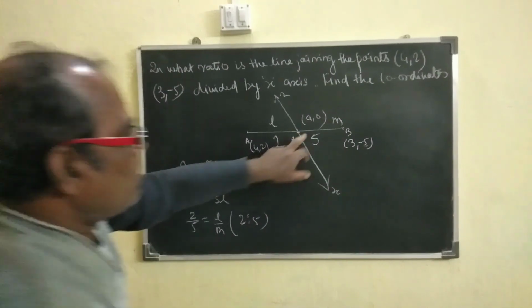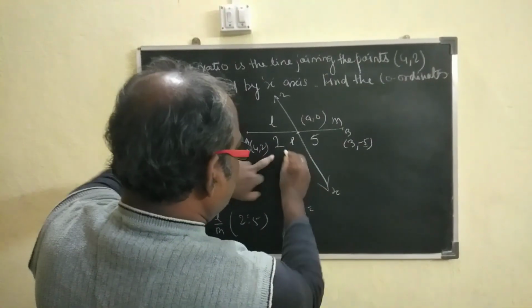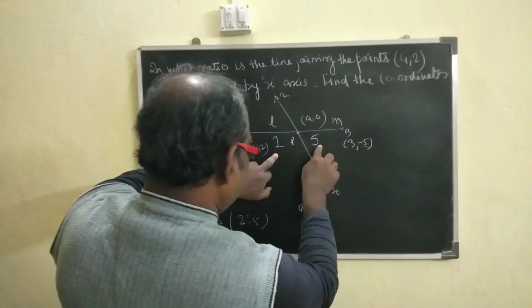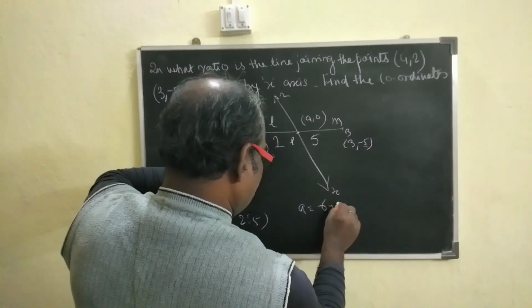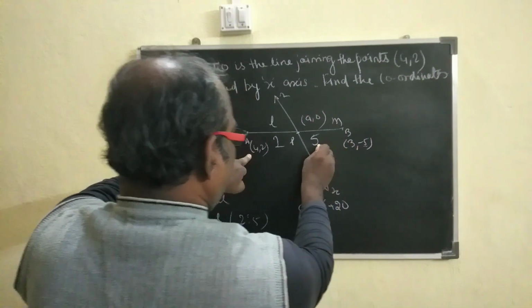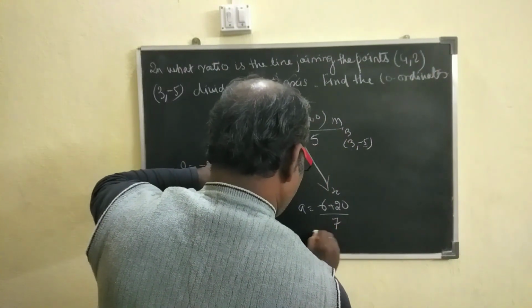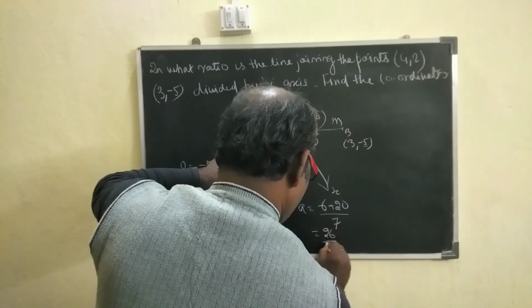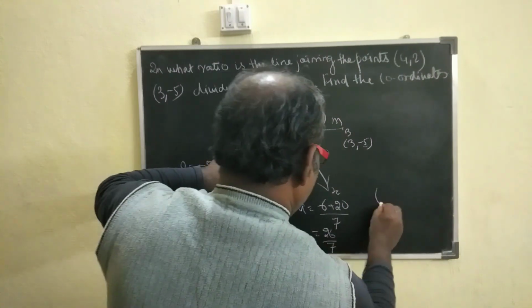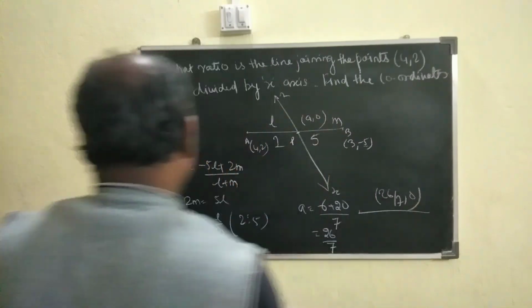Now we have to find out the ordinate A. So here we can write down A can be written as 2 3s are 6 and 5 4s are 20, by 5 plus 2, 7. So our answer becomes 26 by 7. So the point is 26 by 7 comma 0.